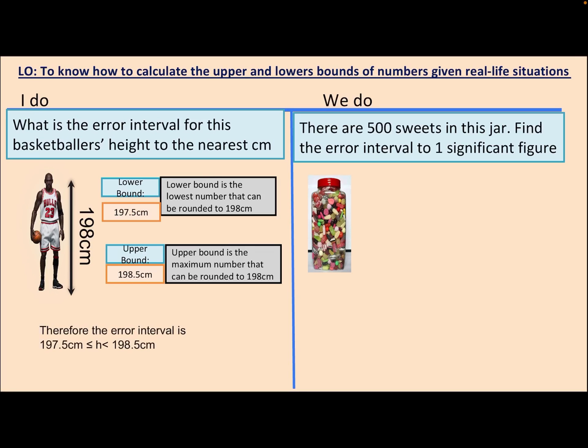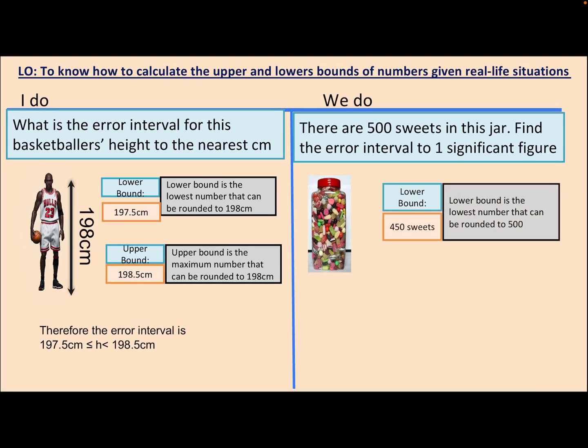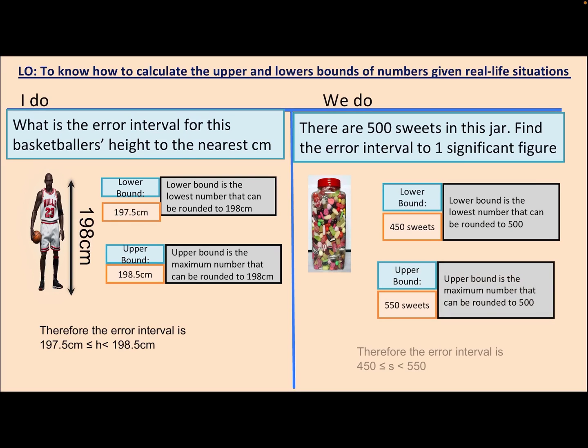Alright, I'm going to go through the answer now. I am now going to go on to the next slide.